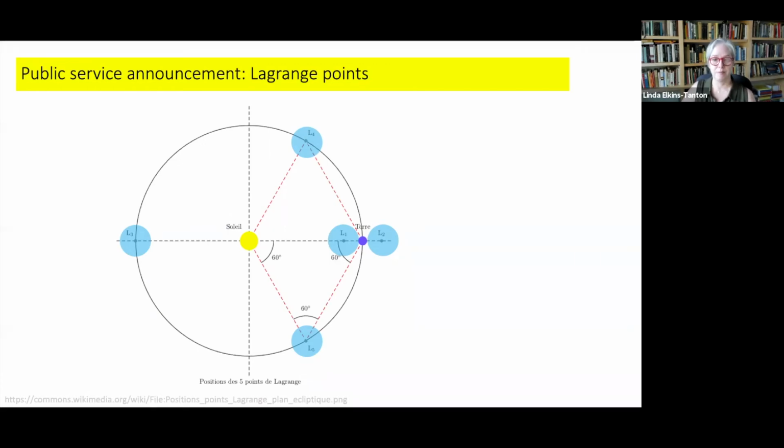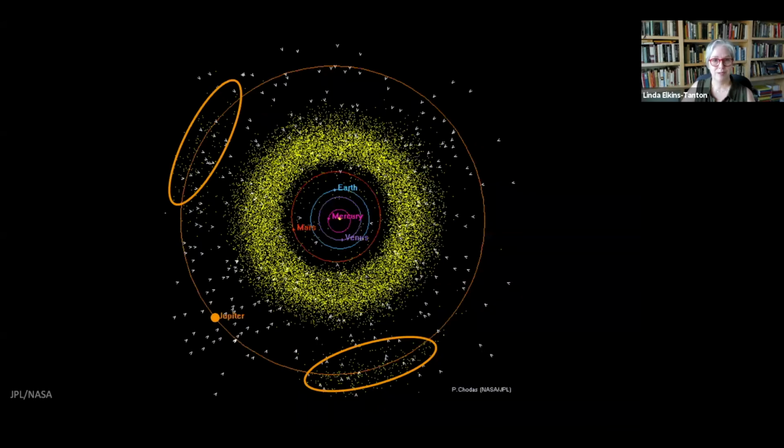These conditions for stability are satisfied both in the Earth-Sun and Earth-Moon systems, and for many other pairs of bodies in the solar system, particularly the Jupiter-Sun system. So here's the Jupiter-Sun system being shown. In the solar system, most known Trojans share Jupiter's orbit.